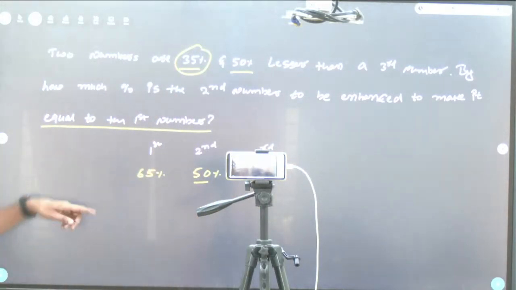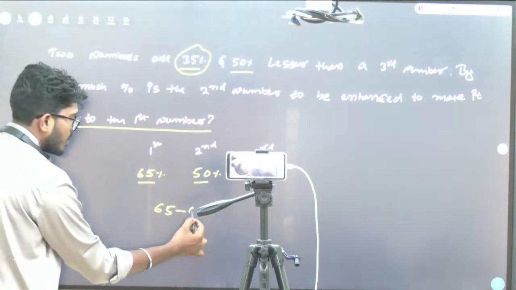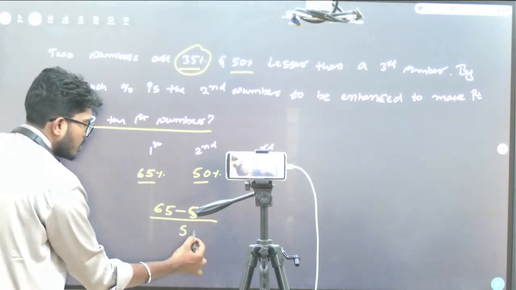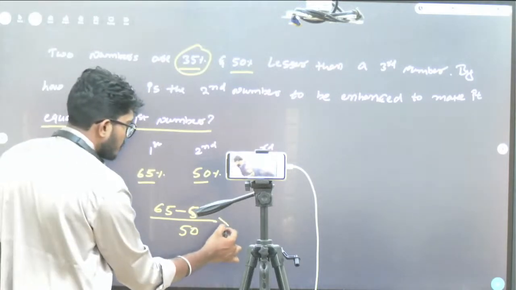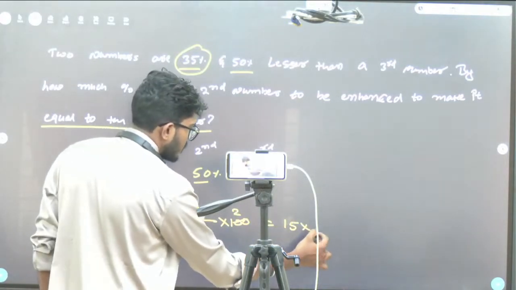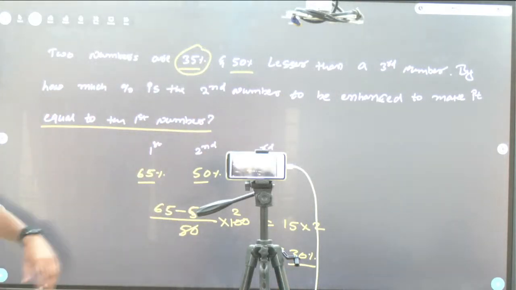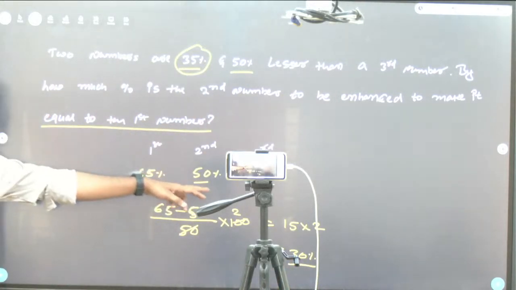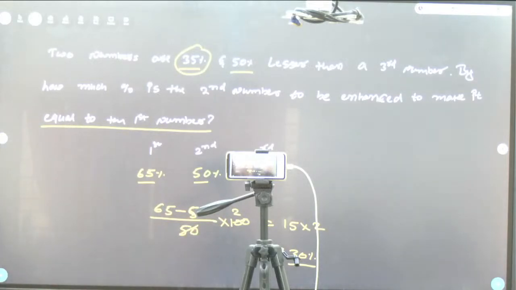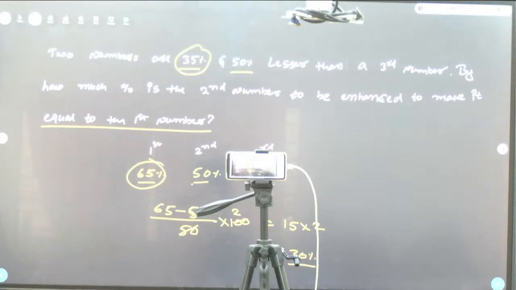That is, they ask by what percent increase the second number becomes equal to the first number. So how many percent do you have? 65 minus 50, now you have to increase. So divided by the smaller value into 100. So 15, 5 ones are 5, 5 twos are 10, 15 twos are 30%. It is 30% enhanced. We have to increase the second number by 30% and it becomes equal to the first number. Now if you increase 50 by 30%, how much is it? 65 only. Then both the first and second numbers are equal. When you increase your second number by 30%, you get 65. Right? So how much percent increase? 30% you have to increase.